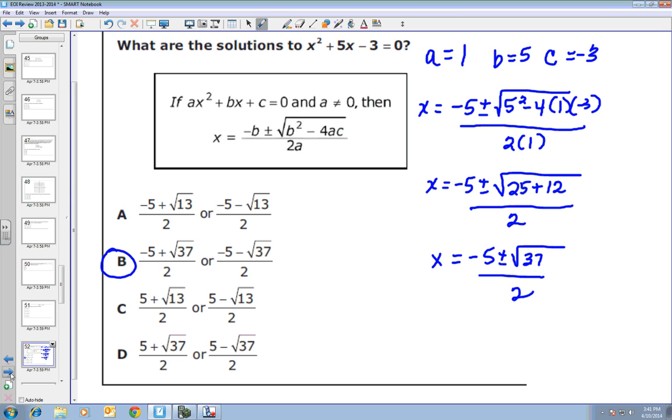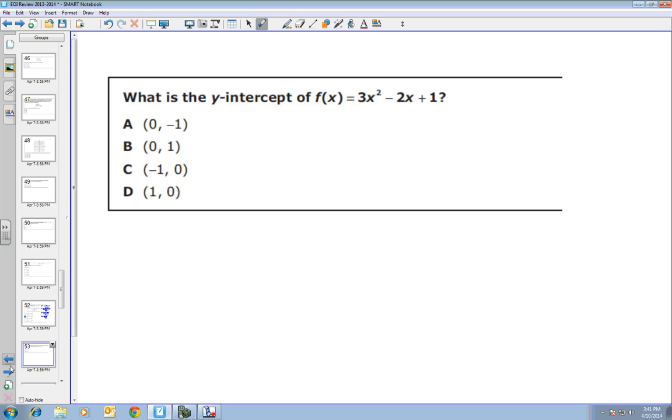Okay. The next one, what is the y-intercept of 3x squared minus 2x plus 1? There's two ways we can solve this. First, the good math teacher way. When I'm finding the y-intercept, I'm going to let x equal 0. So when I plug 0 into this, 3 times 0 squared minus 2 times 0 plus 1, I get 1. So when x is 0, my y value is 1, B.